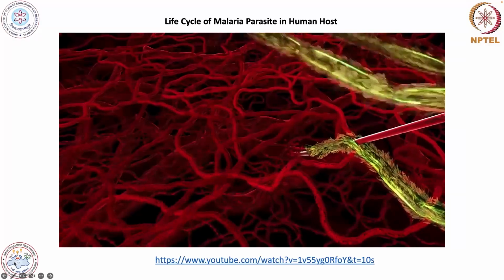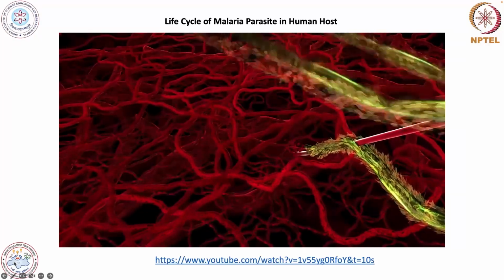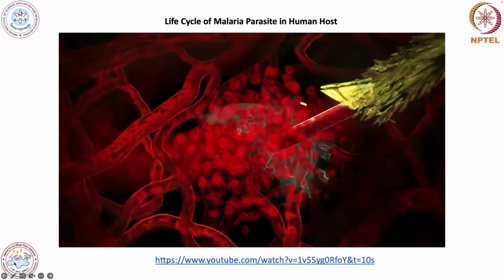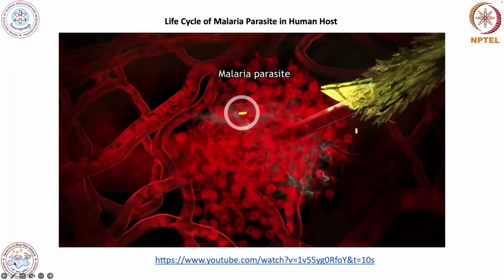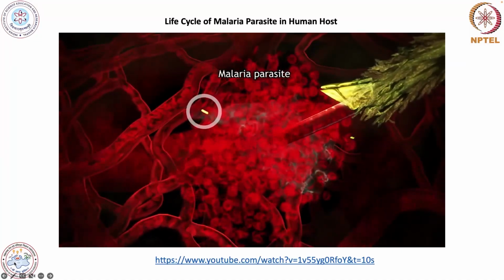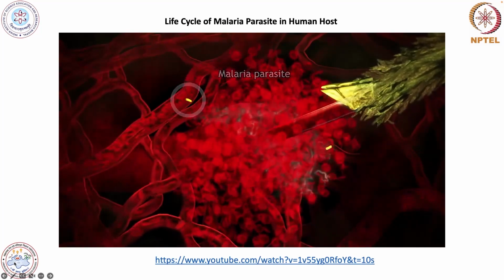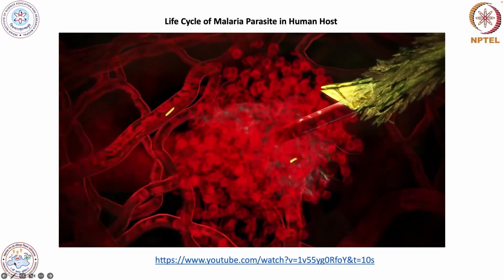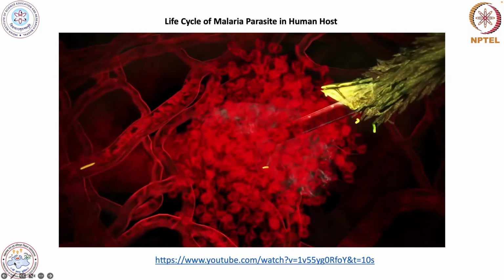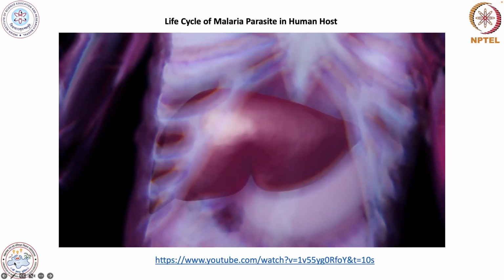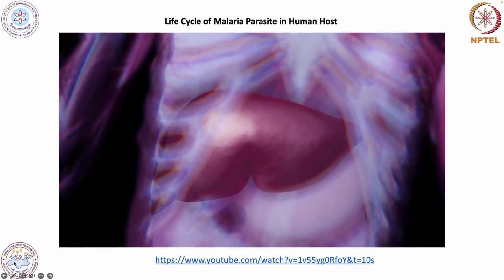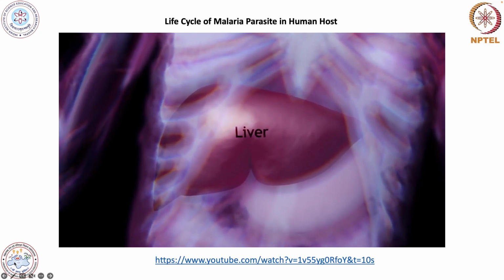During the bite, she injects saliva to stop the blood from clotting. Her infected saliva also carries the malaria parasite. The parasite rides the bloodstream like a network of roads, seeking its first target, the core of your body's blood filter system, the liver.